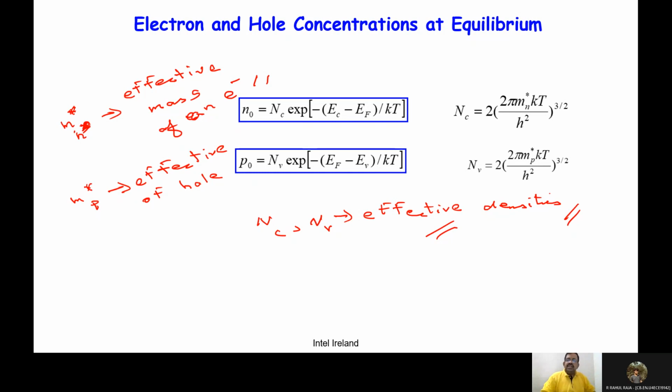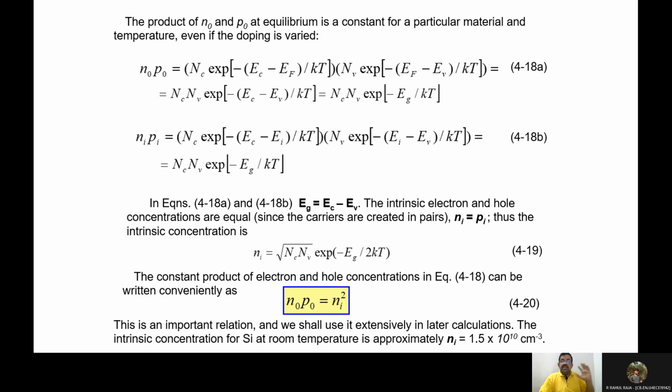It is a direct implication of the temperature, directly to the power 3/2. Therefore, the density of states will increase with temperature, so the concentration will also increase, and the conductivity also will increase. Qualitatively, this is good enough. You have to understand that the concentration increases; that much is enough.